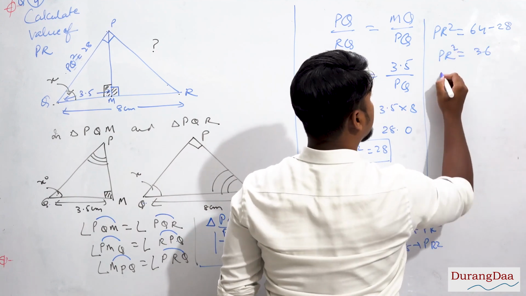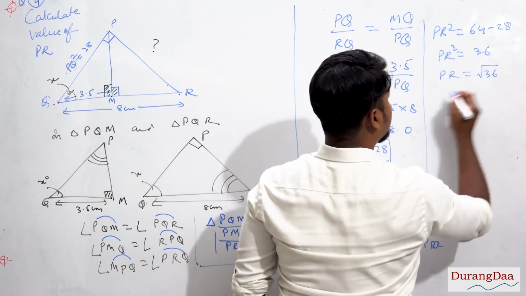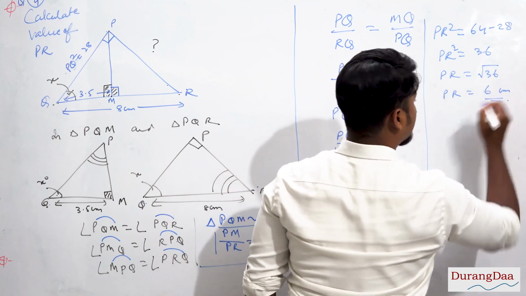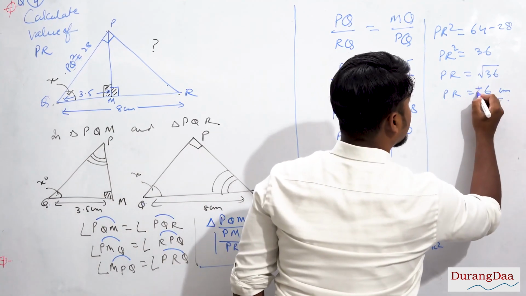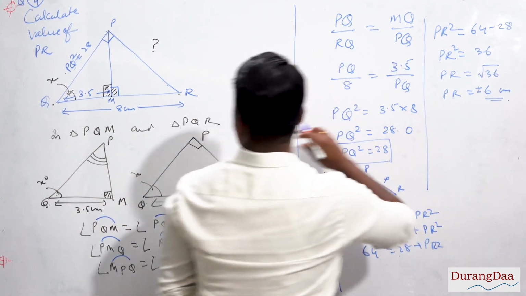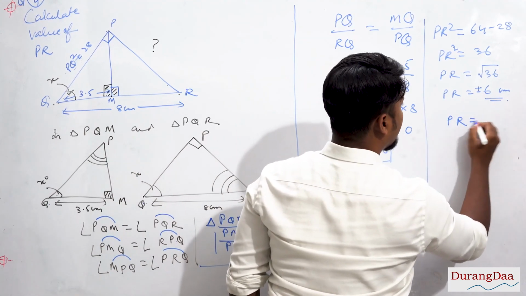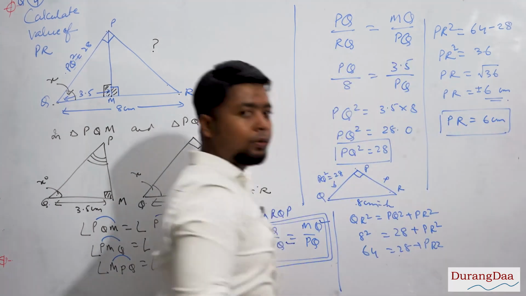So PR square is equal to 36. PR, sending the square to that side, under root 36. So PR would be 6 centimeters. I hope it is clear. To be more correct, it should be plus minus 6 centimeters, but length cannot be negative. So we will take only the positive value, which will be PR equals to 6 centimeters. So this is the required answer.